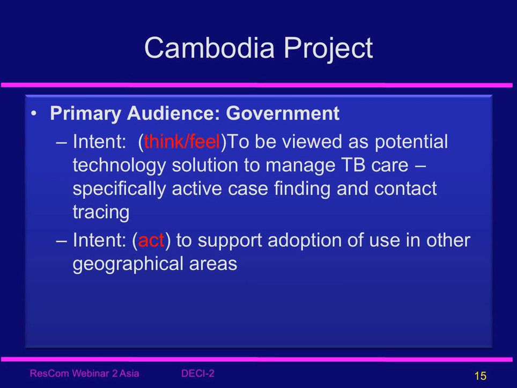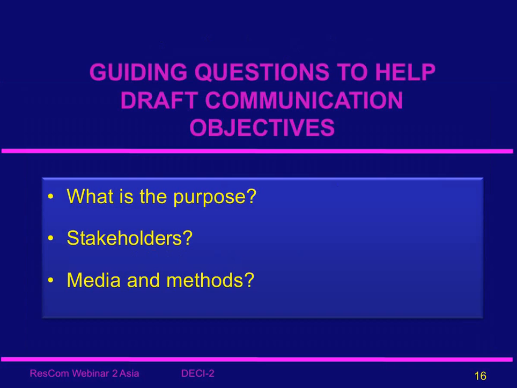Now about the Cambodia project. Their primary audience is the government. The intent, or what they think or feel: they want to be viewed as a potential technology solution to manage tuberculosis care, specifically active case finding and contact tracing. In terms of practice, they want the government to support adoption of use in other geographical areas. So it's a matter of scaling up the intervention that they do.